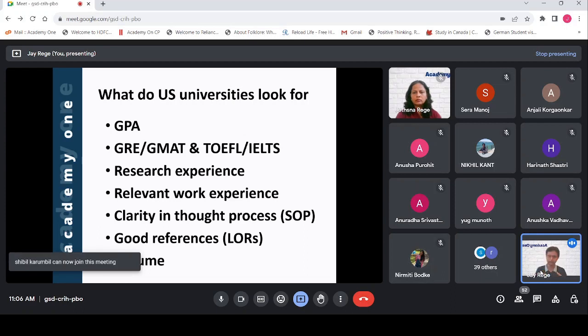Then the next thing that they would look at is your SOPs, LORs, and your overall resume. Because universities get a lot of applications, right? For example, say a university has an intake of around 100 students for a program, and they might receive around 1,000 applications for that program. So the first screening generally happens on your overall GPA and your test scores. Out of the 1,000, they would screen for students whose GPAs are above a certain level and whose GRE scores are above the minimum cutoff.